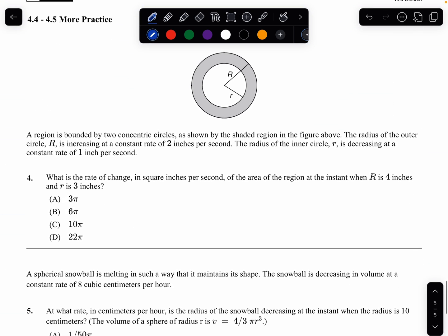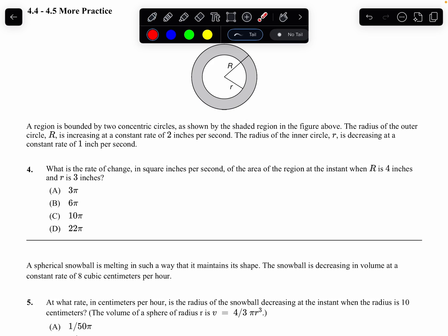All right, this one looks familiar, I think I've done this one before. So a region is bounded by 2 concentric circles as shown by the shaded region in the figure above. The radius of the outer circle, R, is increasing, so I'm going to say R prime is equal to 2. And the radius of the inner circle is decreasing, so r prime is equal to -1. Okay, what is the rate of change in square inches per second? So that's going to be A prime, the area of the region.